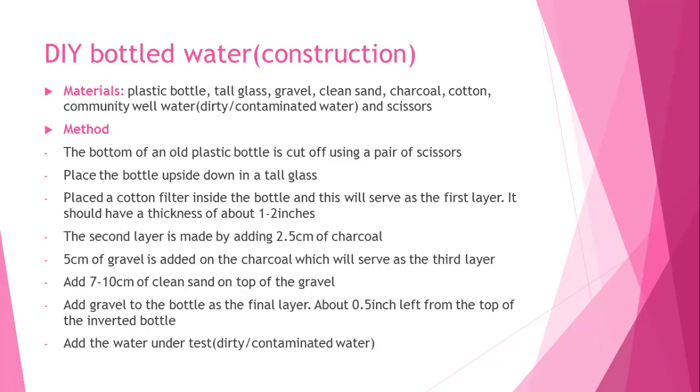So what we do, the first layer we introduce is cotton. We place cotton inside the cut container, about 1 to 2 inches. The cotton will serve as the first layer, and we add some charcoal to it. Charcoal there is simply to remove odor from the water source. So we add charcoal.